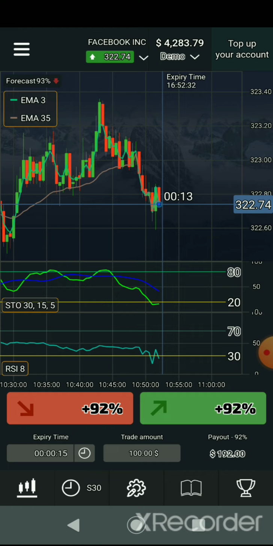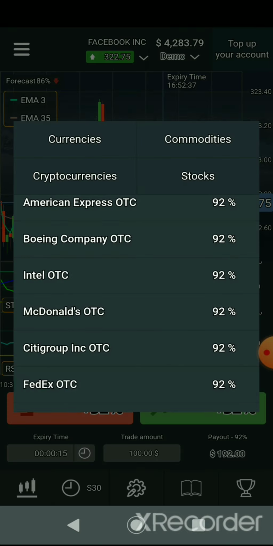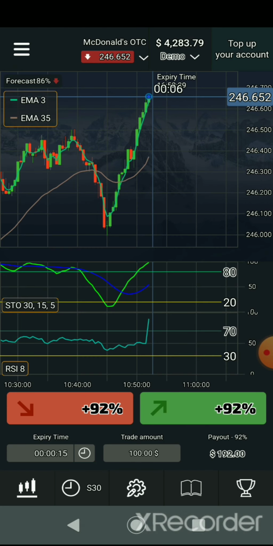But the RSI keeps bending back down. I really don't like it. It just looks like it's not really consistent. I'm looking for some consistency in my life. You know what I mean?